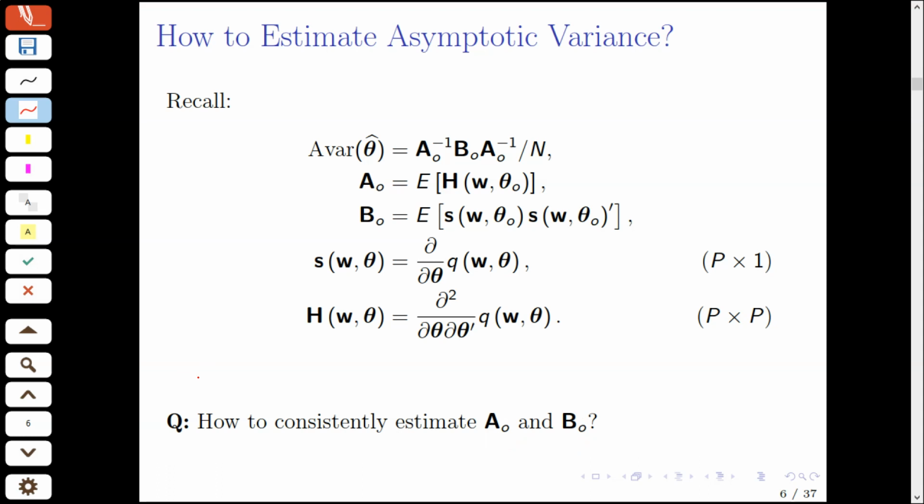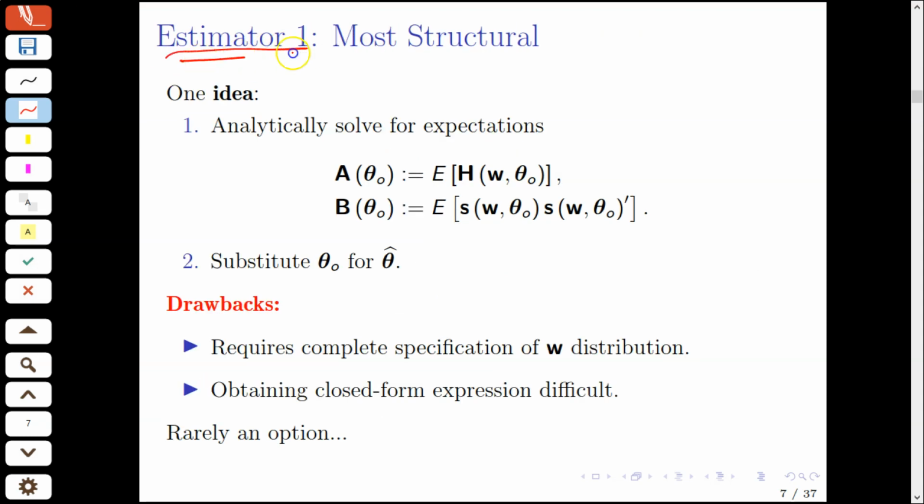Now there are, in principle, many approaches to obtaining consistent estimators, depending on the assumptions that one is willing to make or the structure that is available to us from the problem. So in the next couple of slides, I'll go through three different approaches and discuss their various benefits as well as their drawbacks. First up, that is our first estimator, is what we may think of as the most structural approach, that is, the approach relying on the most assumptions. This approach to obtaining a consistent estimator relies on the following idea. Suppose that we were able to analytically solve for the expectations involved in expressing A0 and B0.